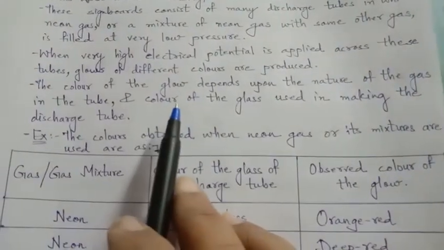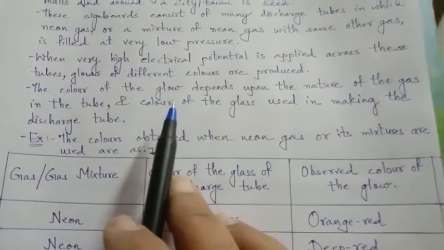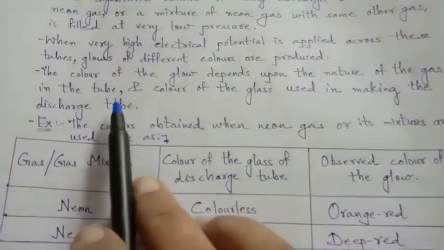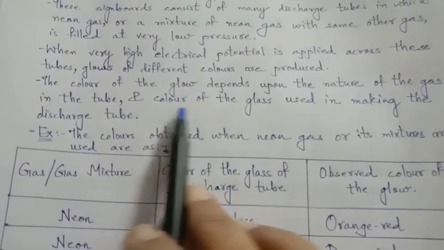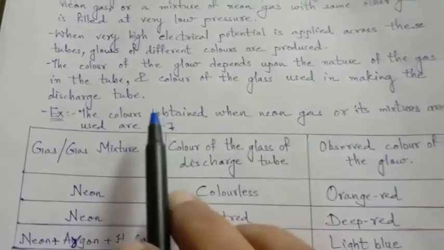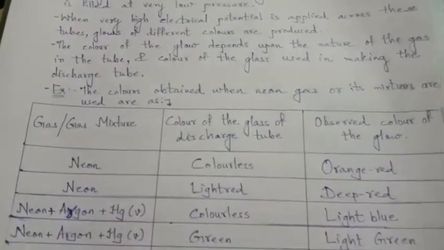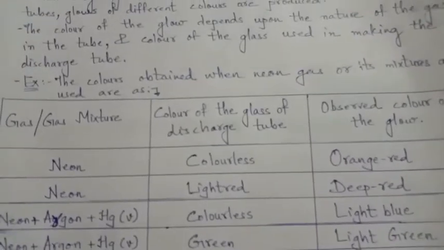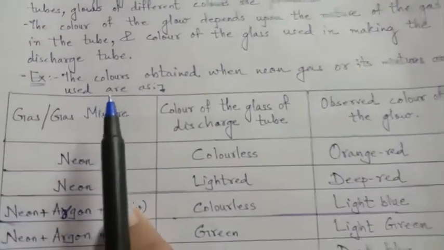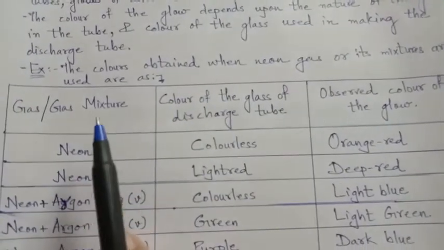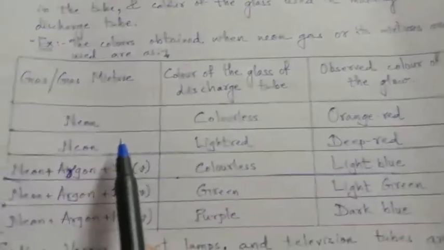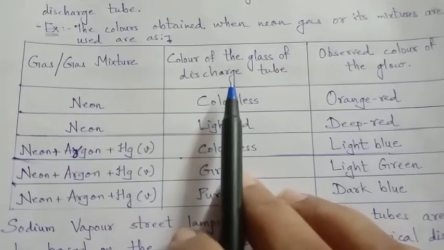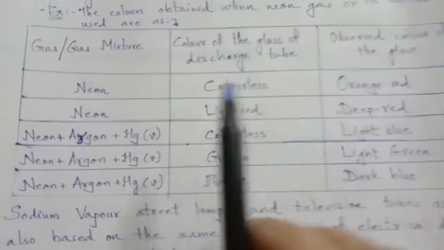For that, the glowing of the color depends on different factors. One is the nature of the gas which is used in the discharge tube, and the other is the color of the glass which is used in making the discharge tube. Discharge means the one who is relieving the charge. For example, the colors obtained when neon gas or the mixture is used are as follows, given in the table: gas and gas mixture, color of the glass tube, and observed color of the glow.